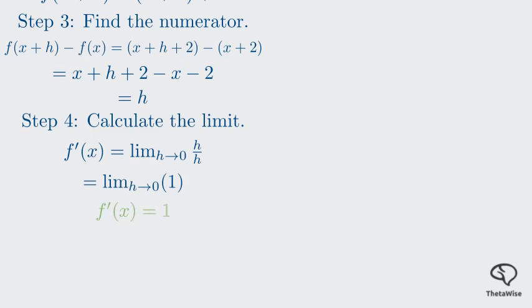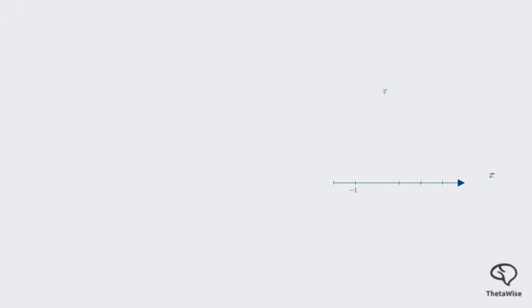Our solution is complete. This also makes sense geometrically. The function y equals x plus 2 is a straight line with a slope of 1. The derivative gives us the slope, and for a straight line, the slope is constant everywhere.